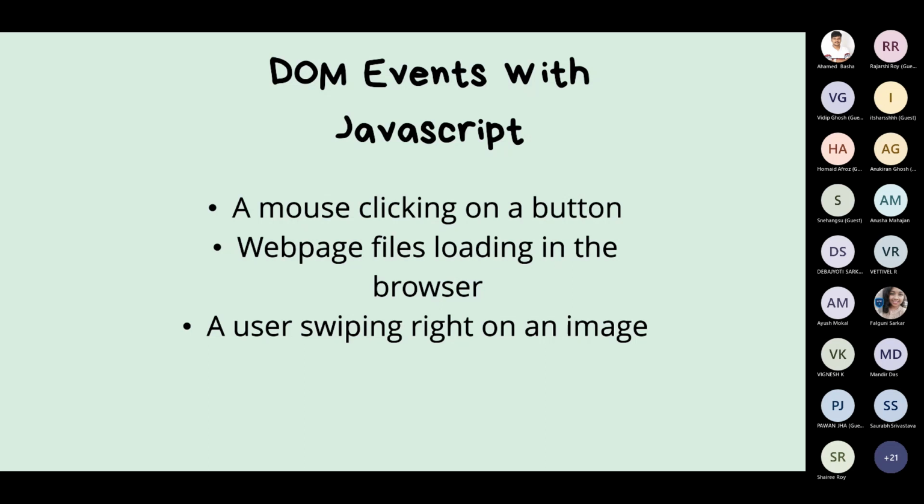Events on the web are user interactions and browser manipulations that we can program to add functionality. Some examples of events are a mouse click on a button. Right now I don't have a button, but further on I will show you the code of a button. Then web page files loading in the browser, users swiping right on an image. This is pretty common if you have ever used any dating apps. User swiping right on an image is also a JavaScript event. So if you're using a dating app, you already know how to make it.